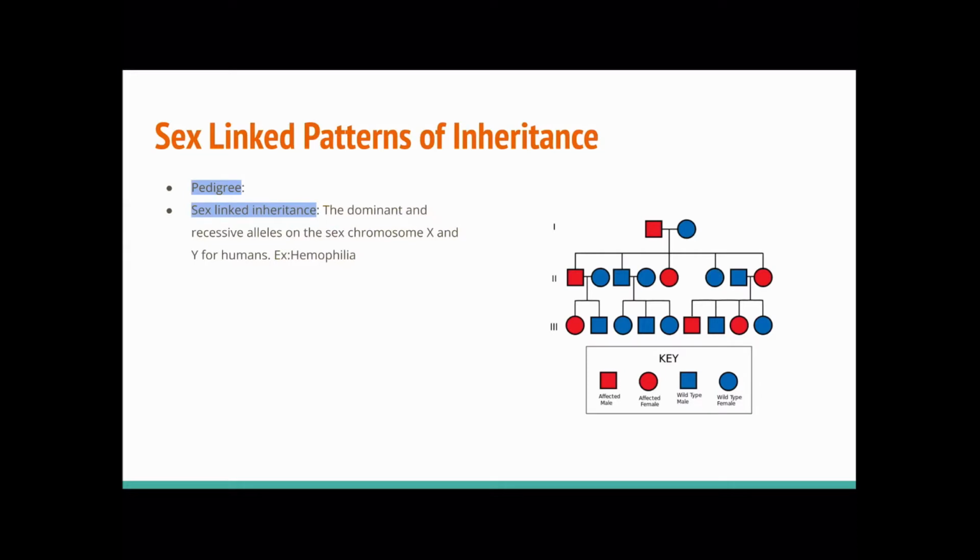Sex-linked inheritance. The dominant and recessive alleles on the sex chromosomes, X and Y for humans, such as hemophilia. Hemophilia is an X-linked recessive disorder which only takes one recessive allele for a male to have the disorder, because a man has only one X chromosome and one Y chromosome. But since a woman has two X chromosomes, it takes two recessive alleles for a woman to be a patient. And most of the time, women with one recessive allele become carriers of this disorder and pass the disorder to further generations in the family.